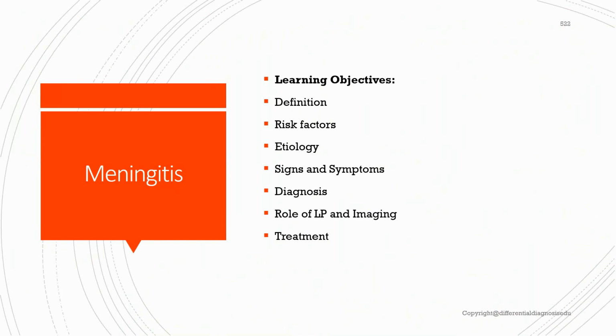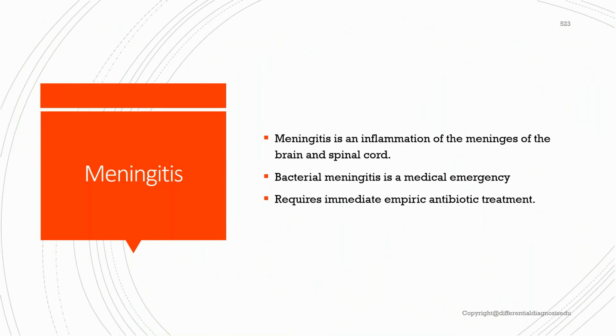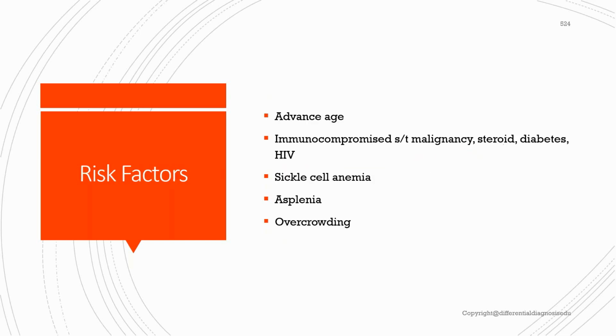Okay, our first topic is infection, meningitis, which is the inflammation of the meninges of the brain and spinal cord. It's a medical emergency. The most important risk factor is the patient being immunocompromised: malignancy, steroid use, diabetes, HIV, asplenia, overcrowding.